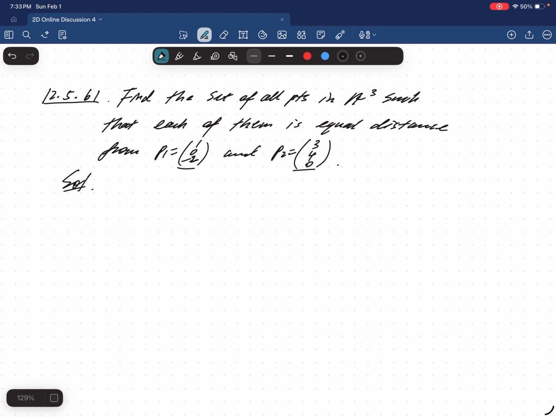For this problem, I want to find the set of all points in R3 such that each one of them is equal distance from P1 equals (1, 0, -2) and P2 equals (3, 4, 0). Great, and let's first of all write this set S formally. Formally, it should be all the V's in R3 such that the distance between V and P1 is the same as the distance between V and P2.